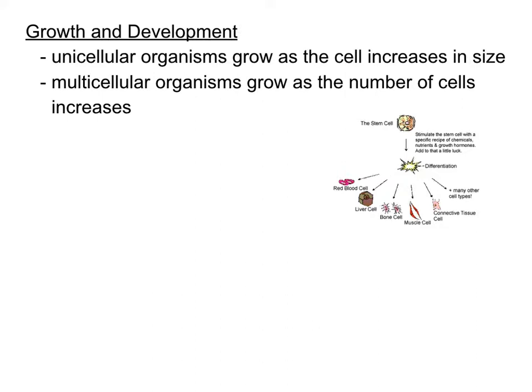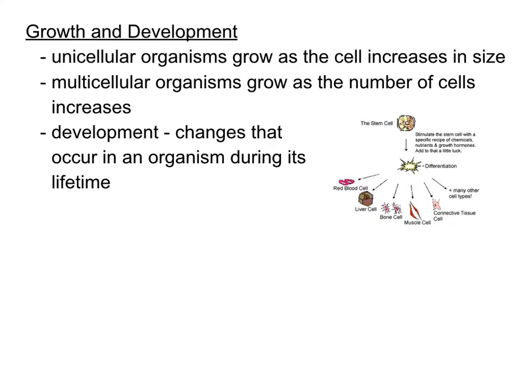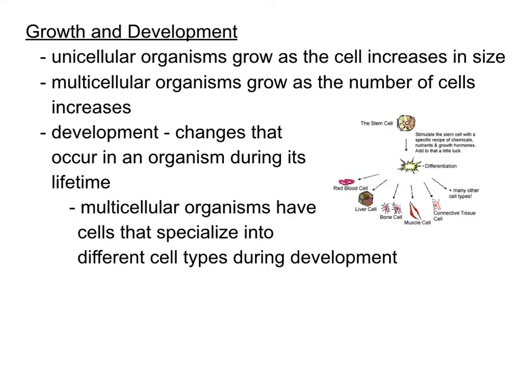But as things grow, they change. And so we call that development. So development are the changes that occur in an organism during its lifetime. So that would be like over here in this picture. You can see all of the cells started the same in this stem cell, and then they developed into these different cells. So they went through a process called differentiation. And that happens in multicellular organisms. So they have cells that are going to specialize into specific different cell types during this development.